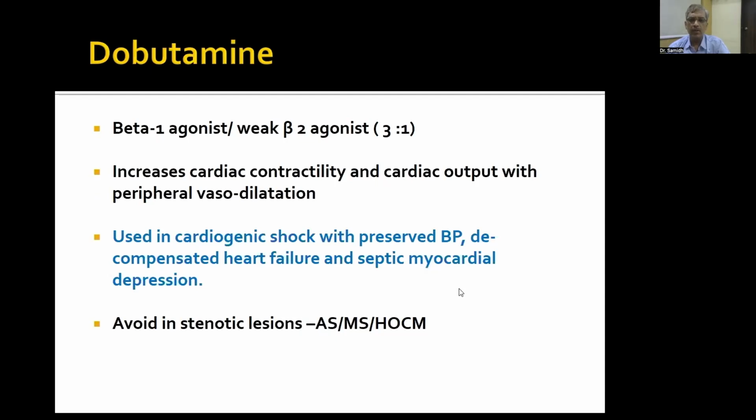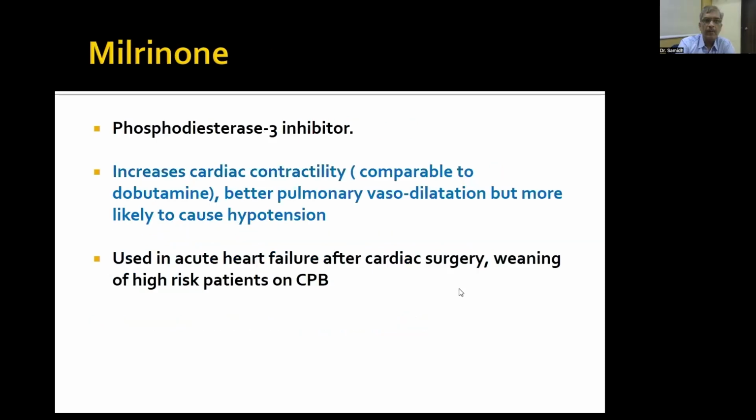So if the BP is, say, 80, 90, 100, we can start with a low dose of dobutamine. It is also used in treating decompensated heart failure because it increases the cardiac contractility and also decreases the afterload. And in septic myocardial depression, it is used in combination with norepinephrine. It should be avoided in stenotic lesions like aortic stenosis, HOCM, mitral stenosis, as it can increase the gradient. Milrinone is another inotropic agent which is used. It is a phosphodiesterase 3 inhibitor.